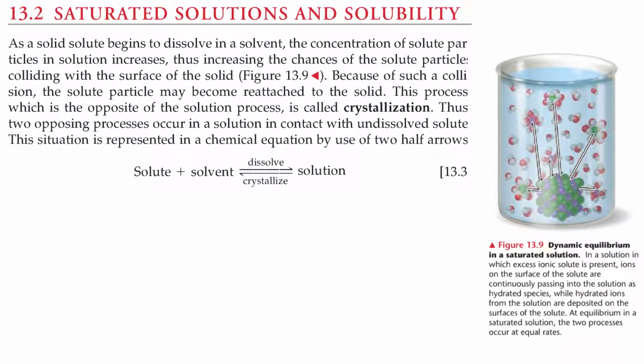Figure 13.9, Dynamic Equilibrium in a Saturated Solution. In a solution in which excess ionic solute is present, ions on the surface of the solute are continuously passing into the solution as hydrated species, while hydrated ions from the solution are deposited on the surface of the solute. At equilibrium in a saturated solution, the two processes occur at equal rates.